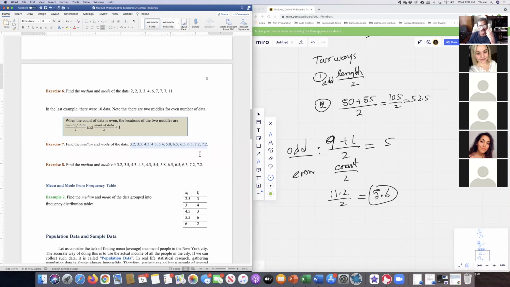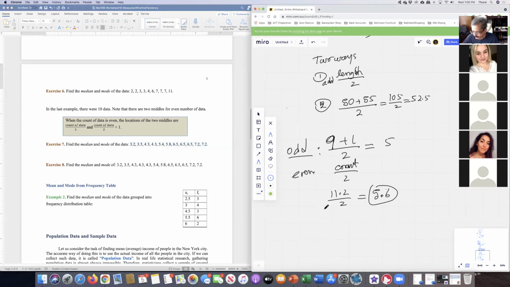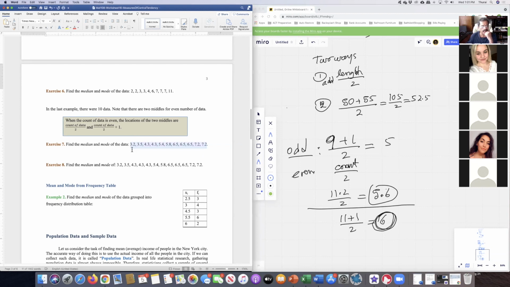Okay, so an odd number of data means there is one median, right? So you need to locate the median. If you have an odd number of data, remember I said you add 1 and divide by 2. So that's 12 over 2 equal to 6. That is the location of the middle. So the sixth number in the list is your median. Okay, that's what I needed. Thank you. So you count from the beginning, and the sixth number is right there.